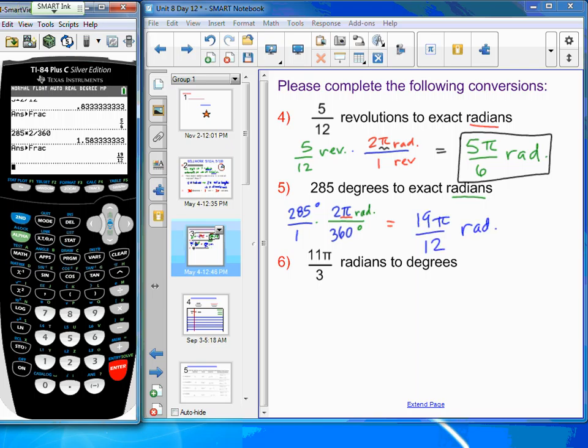Raise your hand if you already got that. So we already get the 19 pi over 12. Good job with the exact, you guys. That's awesome. Way to go. And we are one left then.